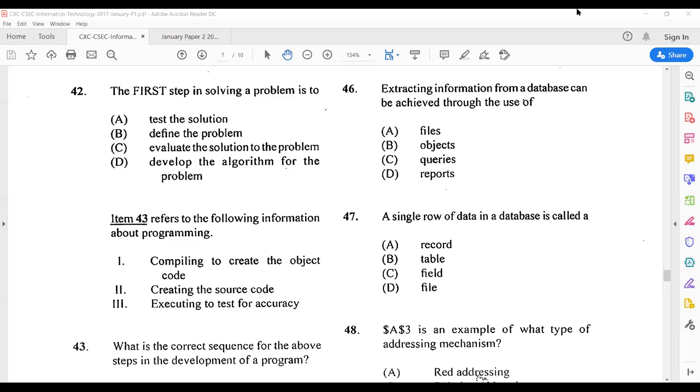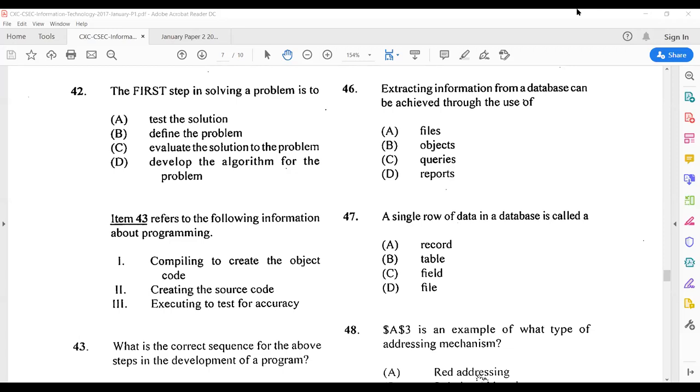All right, so we have a single row of data in a database, right? Now remember, the table is what you first create to capture all information. And within your table, you will have fields, okay? So first name, last name, email address, telephone number, right? So that's a field. The entire database itself is referred to as a file.